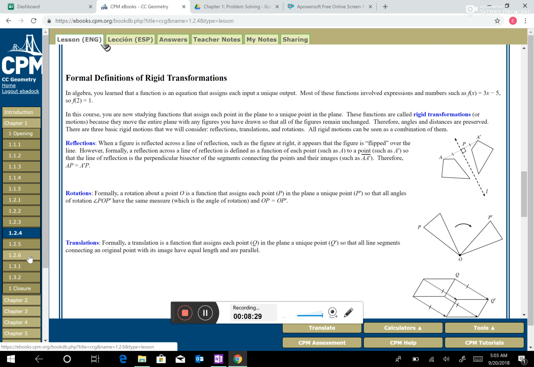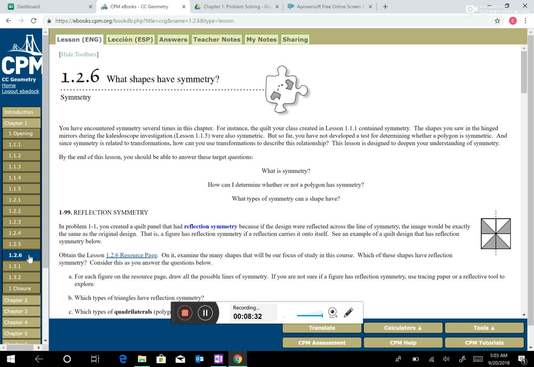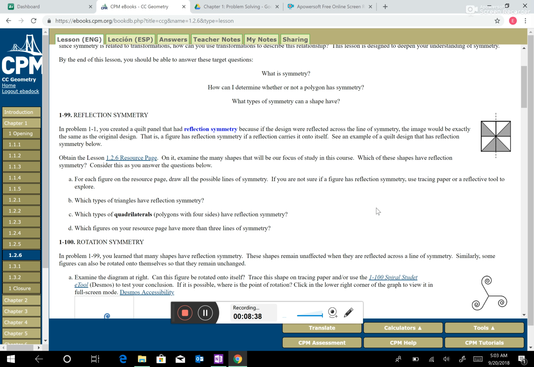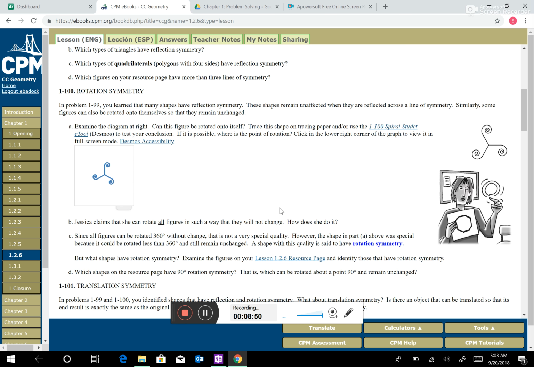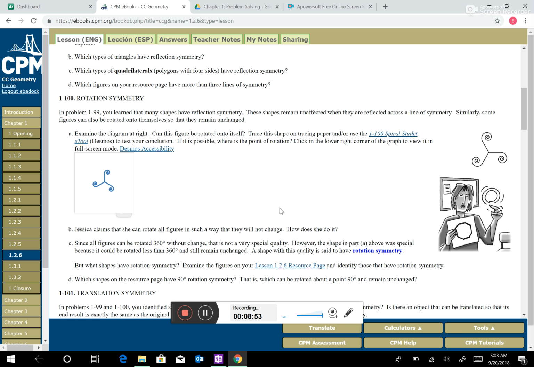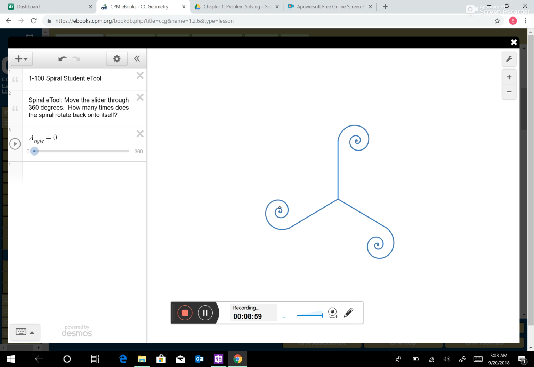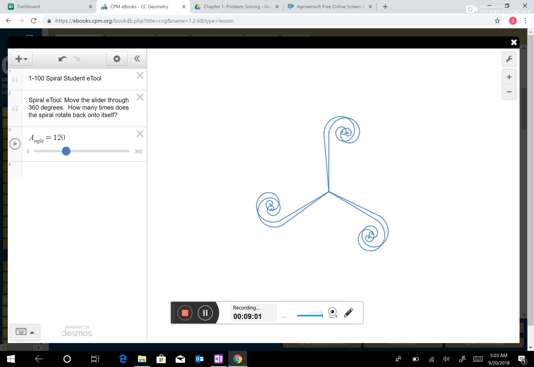We skipped 1.2.5 and moved on to 1.2.6, which was talking about symmetry. So you guys went through this and talked about reflection symmetry, which is where if you fold something in half, it's going to line up with itself. So that's reflection symmetry. Rotation symmetry is the idea where you can rotate something. Let me see if I can pull this up. You can rotate something and it's going to line back up with itself. So that guy has rotation symmetry at 120 degrees. Let me just get it there.